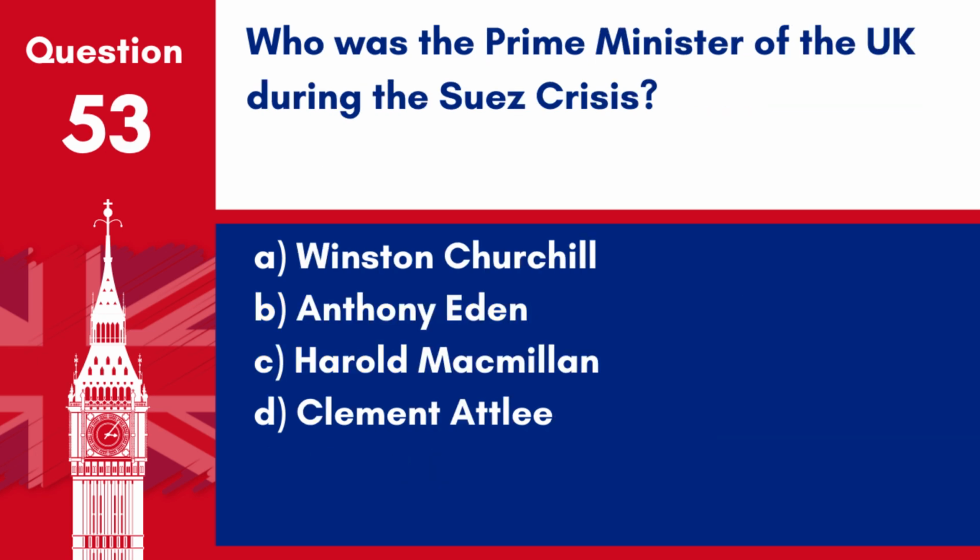Question 53. Who was the Prime Minister of the UK during the Suez Crisis? A. Winston Churchill. B. Anthony Eden. C. Harold Macmillan. D. Clement Attlee. Answer: B. Anthony Eden. Anthony Eden was the Prime Minister of the UK during the Suez Crisis.